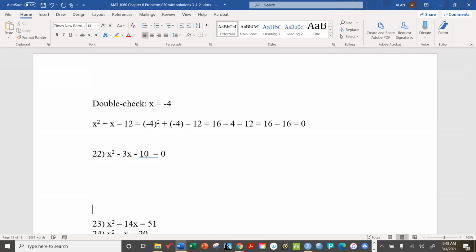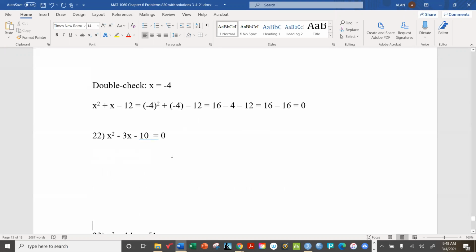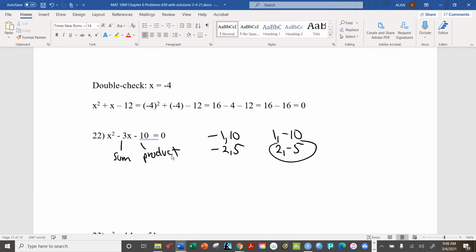Now here's another one. And so once again, here's the sum that we need. And here's the product. All right, so let's write out the numbers whose product is -10. -1 and 10, 1 and -10, -2 and 5, 2 and -5, and that seems to be it. But we're done because we only need a sum of -3, which would be this one.